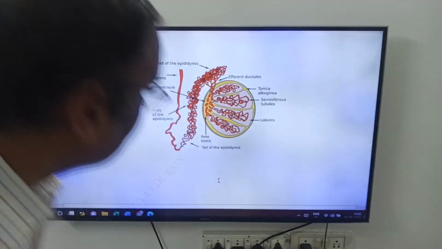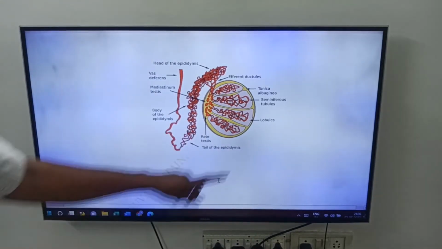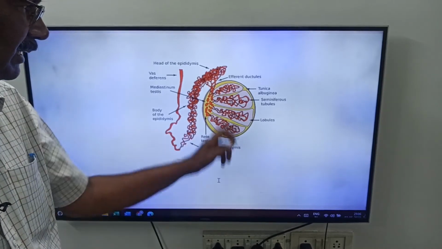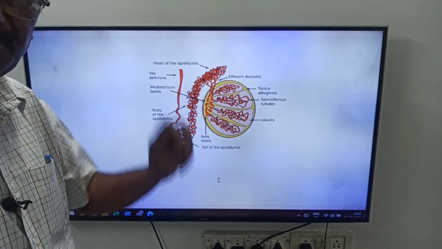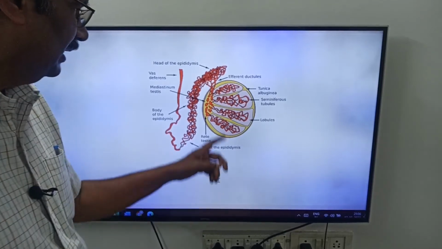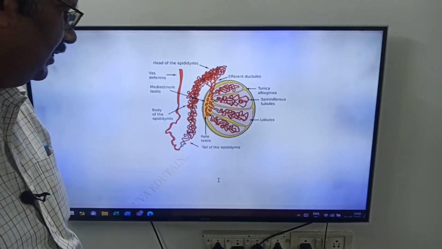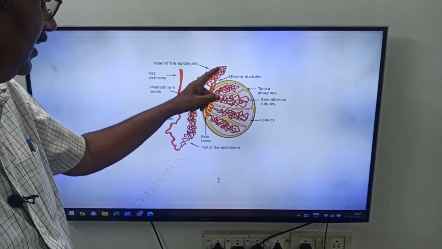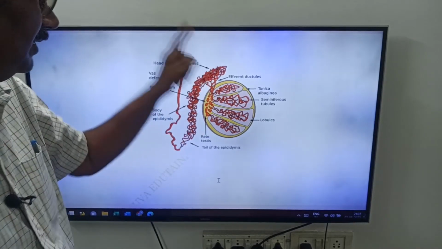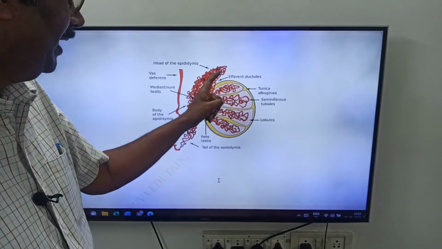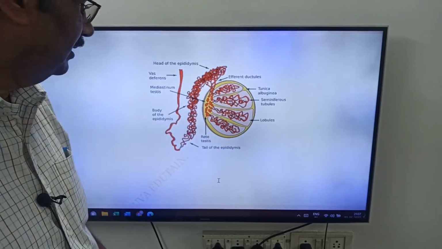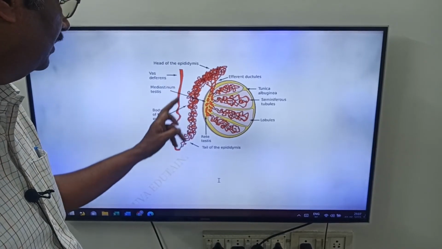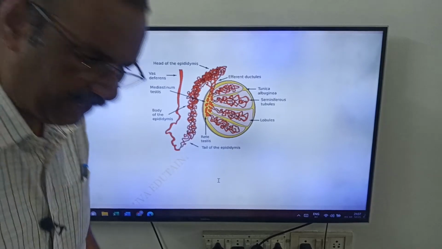Now see the internal structure of the testis, friends. This is what, friends? Lobes, testicular lobes. Inside the testicular lobes we have seminiferous tubules. Next, they open into what, friends? Rete testis. They open into vasa efferentia or efferent ductules. This is what, friends? Epididymis. This is the head of the epididymis, that is caput. Next, corpus. Next, tail, friends. It opens into the vas deferens. Okay, friends.